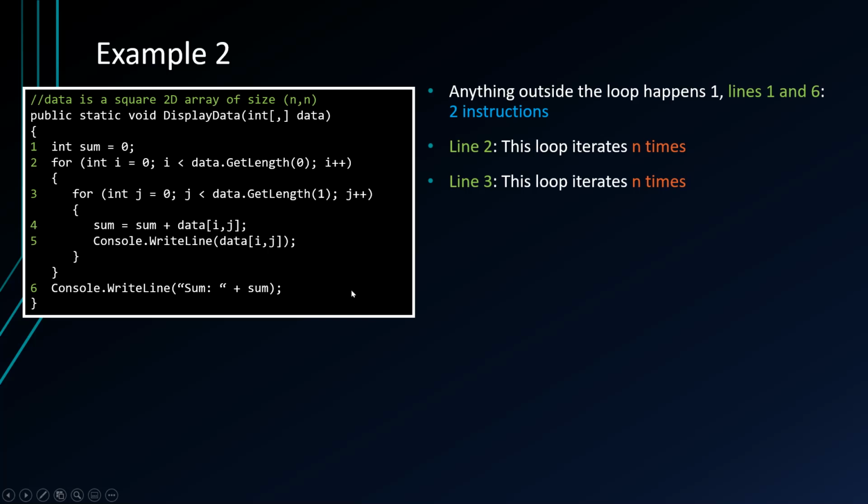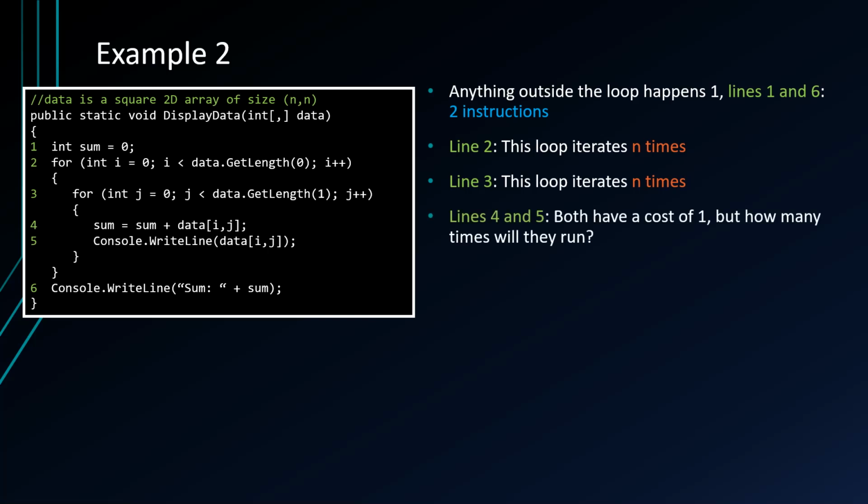Okay. But inside of here, we have 2 lines of code. Now, on their own, they each take 1 instruction. So that's a total of 2, right? 1 plus 1 is 2. But how many times will each of those instructions execute?